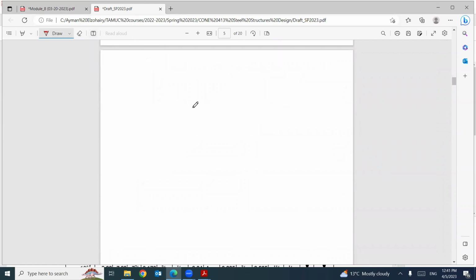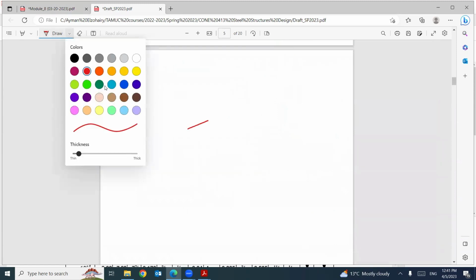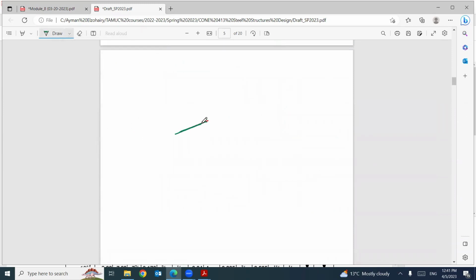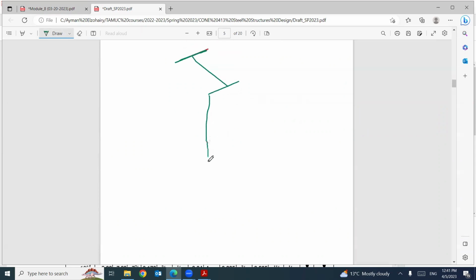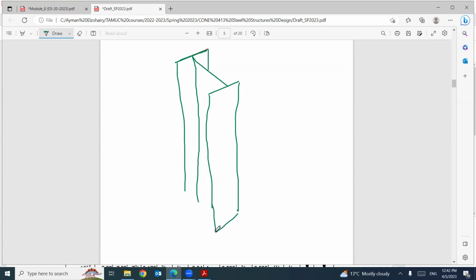Guys, keep in your mind, this is a very good point. I would like to highlight it. We need to understand. Assume we have this column. Is it correct? My 3D looks like, yes, something like this. This is a steel column.